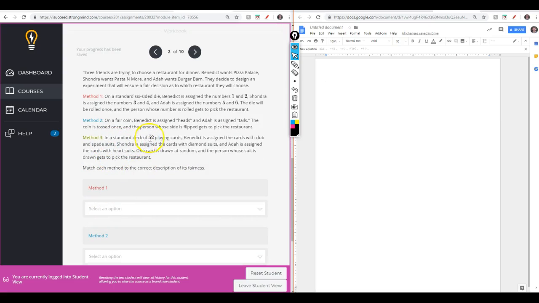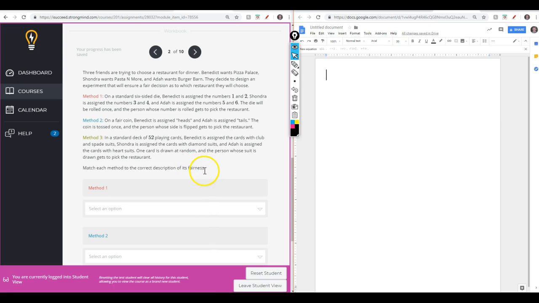Method 3, in a standard deck of 52 playing cards, Benedict is assigned the cards with club and spade suits, Chandra is assigned the cards with diamond suits, and Ada is assigned the cards with heart suits. One card is drawn at random, and the person whose suit is drawn gets to pick the restaurant. Match each method to the correct description of its fairness.